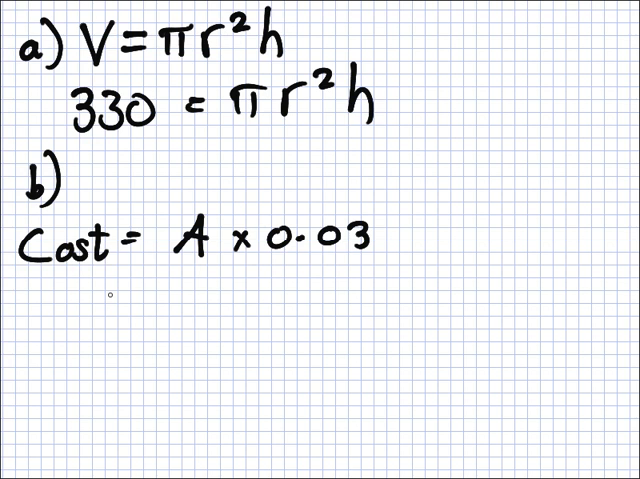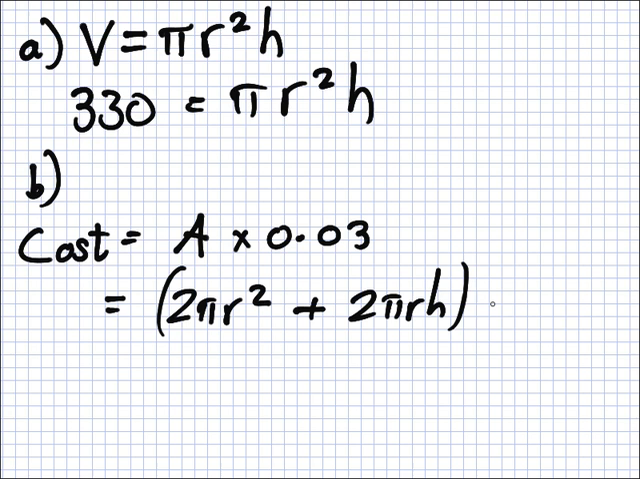So we'll have to work out the area. This is 2 pi r squared, those are the two circles, plus 2 pi r h, times 0.03. But I say I only want it in terms of h. Is that right? Oh no, sorry. The first part is expressed in terms of h and r. So that's part B done. But then part C is now in terms of r. Isn't that right? Yeah.